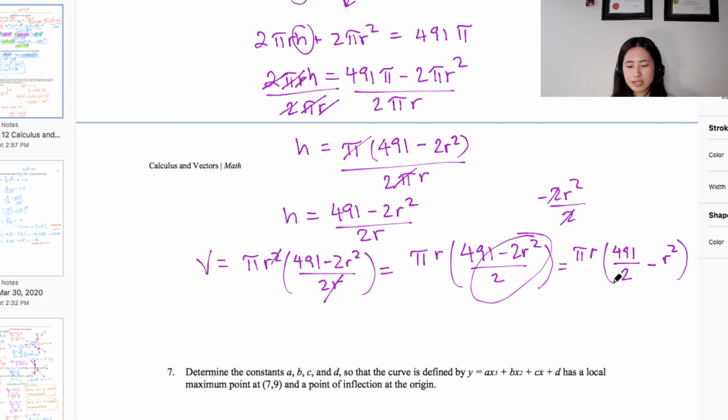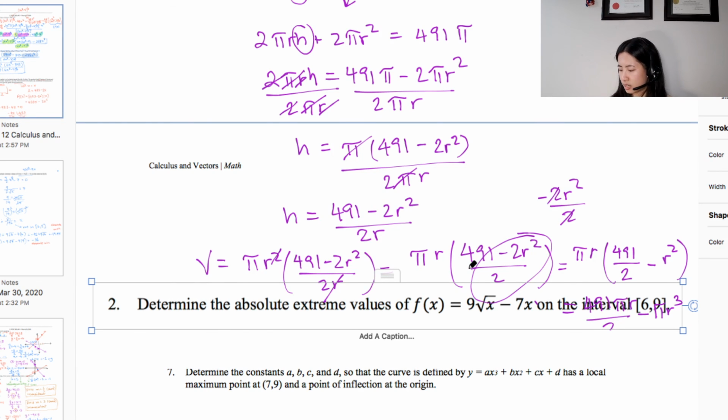So we have this, right? Now what you can do is distribute pi r. So this is 491 pi r divided by 2, and this is minus pi r cubed, because when you're multiplying r and r squared, that gives you pi r cubed. Okay, great. So now that we have that, that means your volume expressed in r is this.